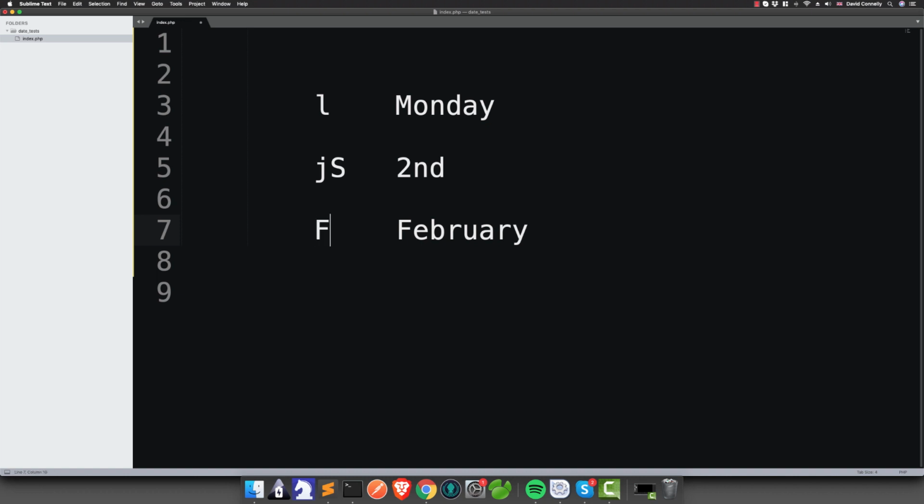Can you remember that an F, uppercase F, is going to give you a full February?